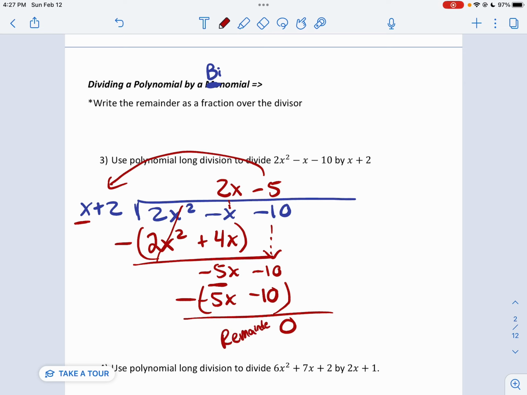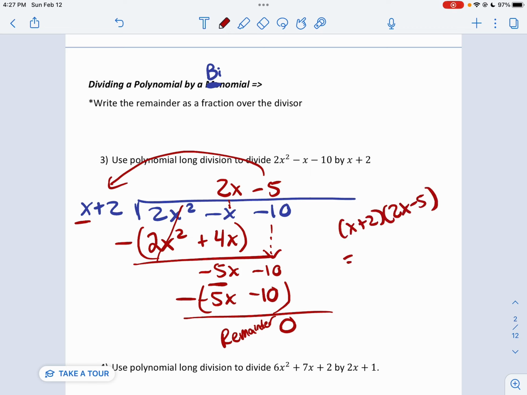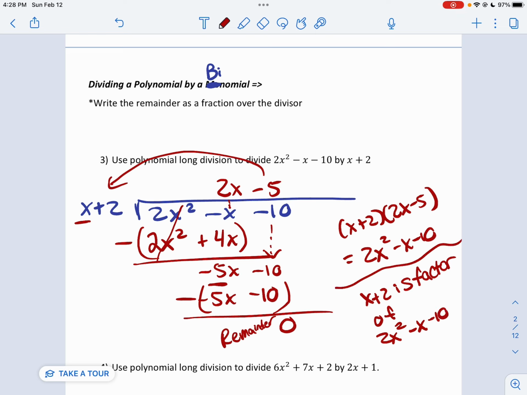Since my remainder is 0, that tells me that this divided evenly, and it tells me a couple of other things. I know that if I were to multiply x plus 2 times 2x minus 5, I would get 2x squared minus x minus 10, right? So that's what I just found out. I found out that x plus 2 is a factor of 2x squared minus x minus 10. I found out how I could rewrite that polynomial as the product of two factors.